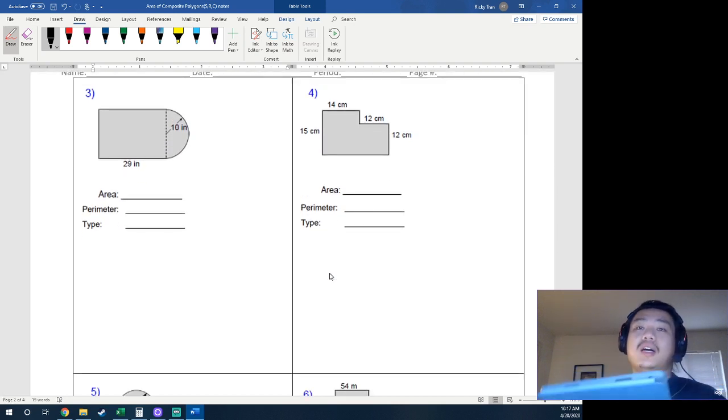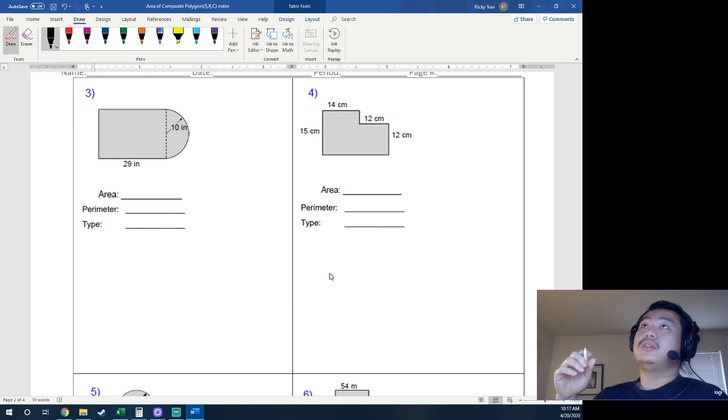Again, this is focused mainly on area. I'm doing perimeter, but you guys are going to be focusing on area. That's what's going to be noted. Now on Wednesday, that's when you will start focusing on... no, no, no. Wednesday is still area.